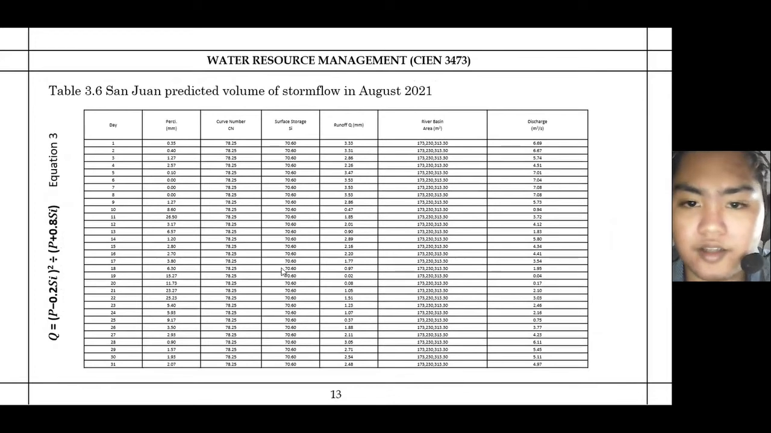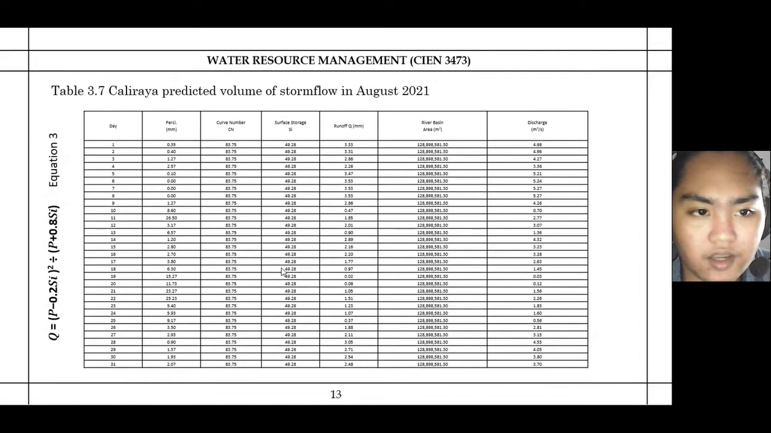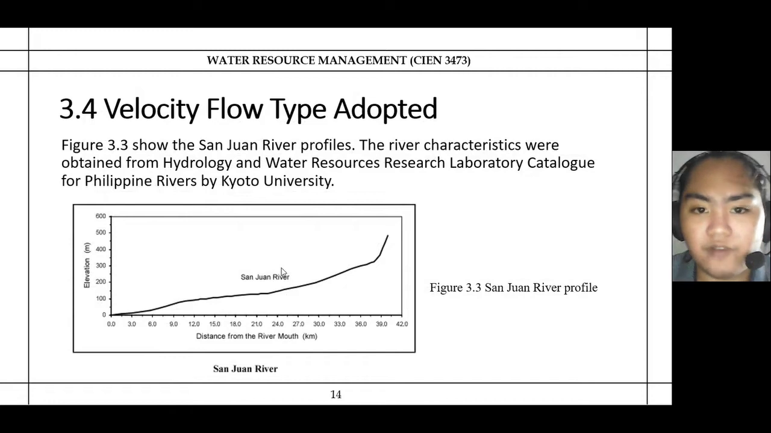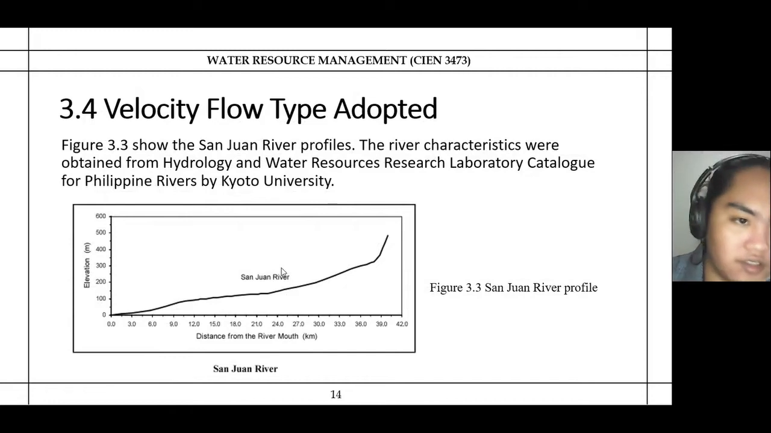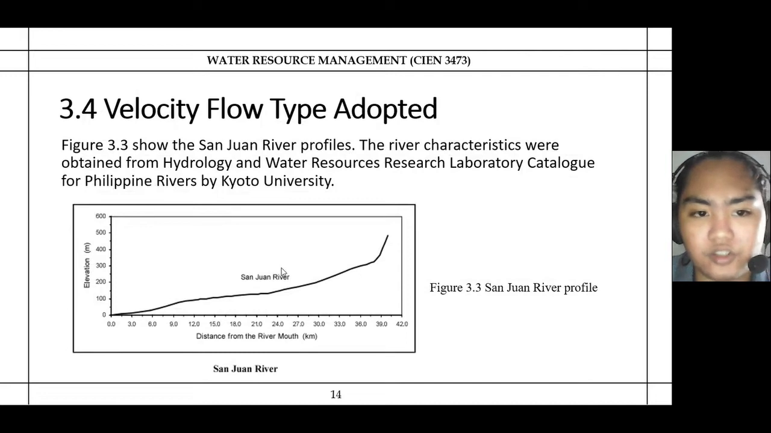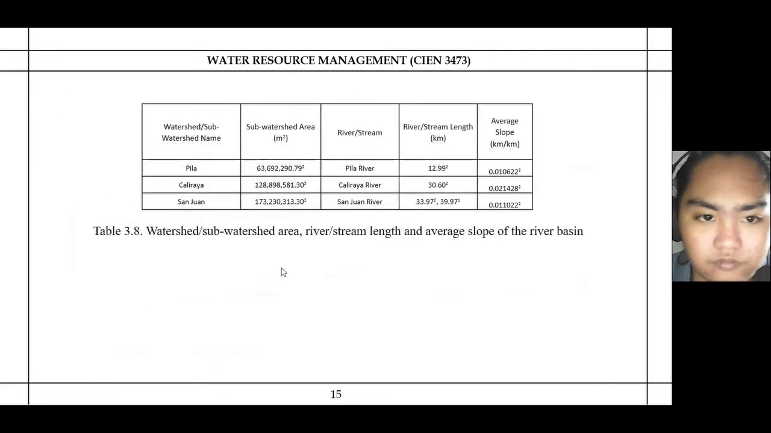This one is for Table 3.6, San Juan, which was computed the same way. This one is for the Caliraya. 3.4 Velocity flow type adapted. Figure 3.3 shows the San Juan river profiles from Kyoto University, the Kyoto University Hydrology and Water Research Laboratory Catalog for Philippine Rivers.